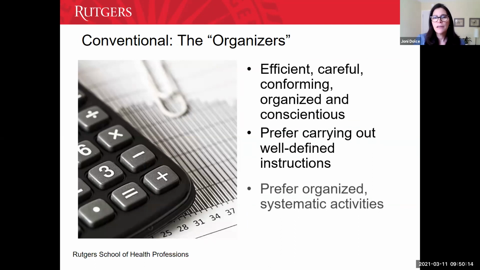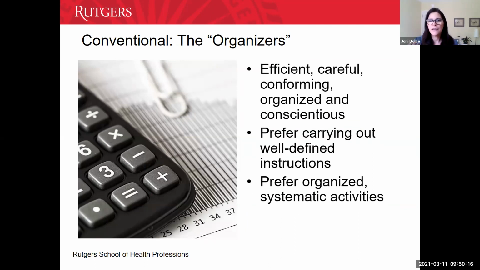Conventional are considered the organizers, very efficient. They like jobs that are conforming, organized. They might be conscientious. They like to have well-defined instructions. And can you imagine if this is where you're drawn towards and you're working in a job that really is not very organized and the instructions aren't very well defined? You can certainly see how that wouldn't be a good job match.